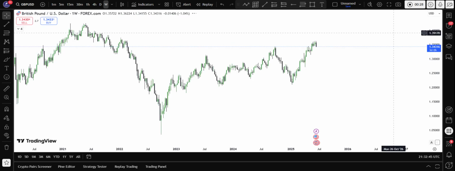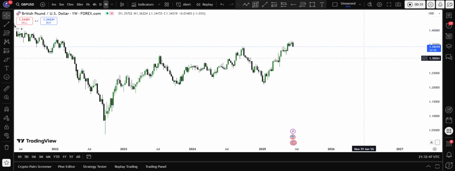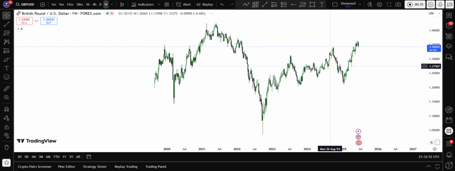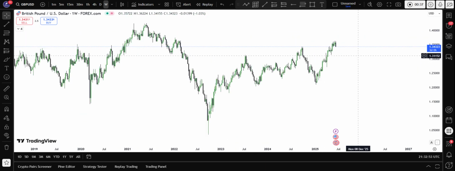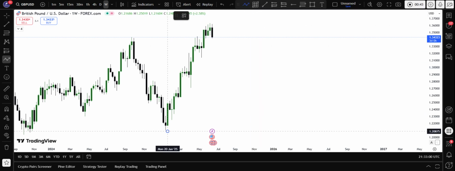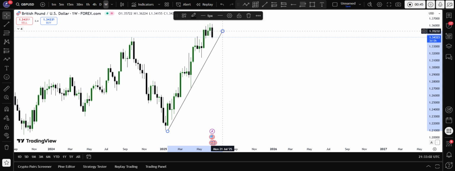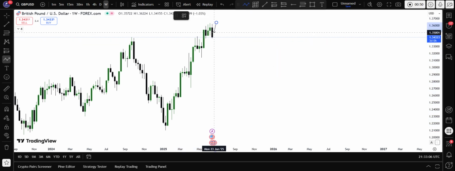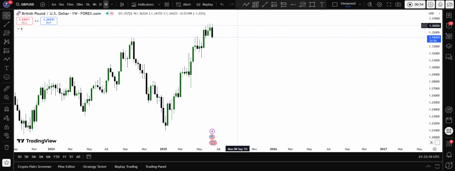Let's go to the weekly time frame. So from the weekly time frame, what can we see? We have two trends going on here. We have major trend and minor trend. What's the major trend? Yeah, the major trend is the buy, obviously, like you can see. What's the minor trend? The minor trend is the sell. All right. So what are we working with? We're working with the sell.